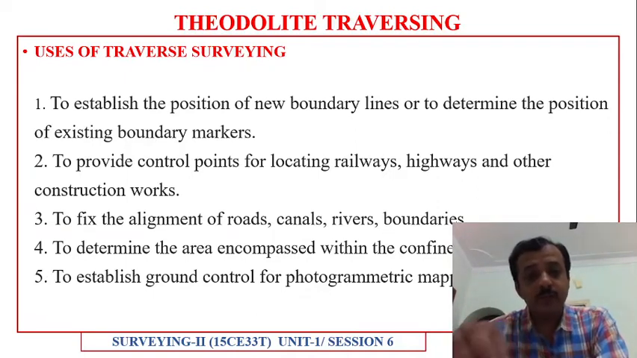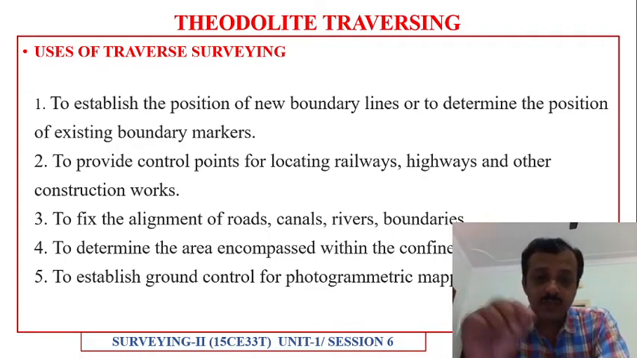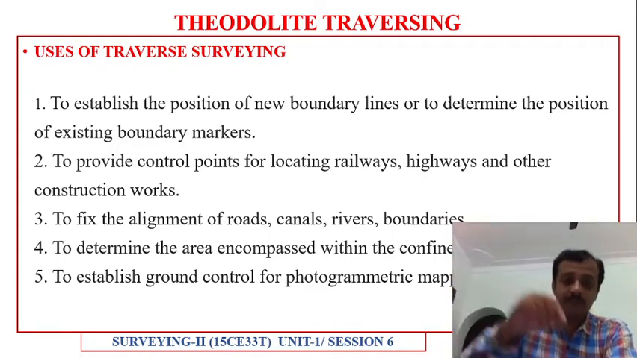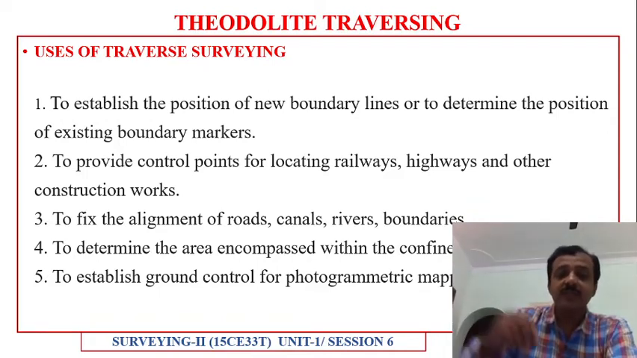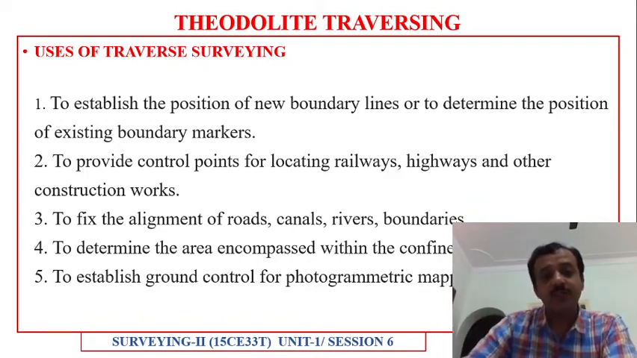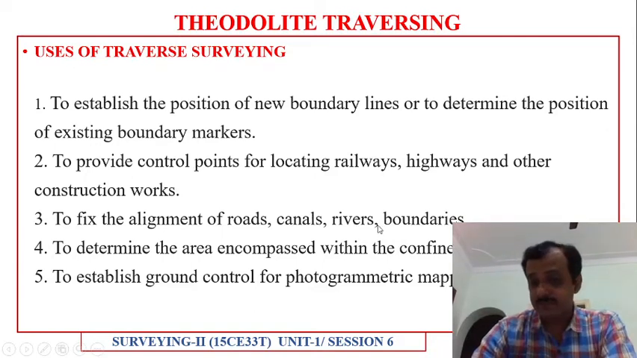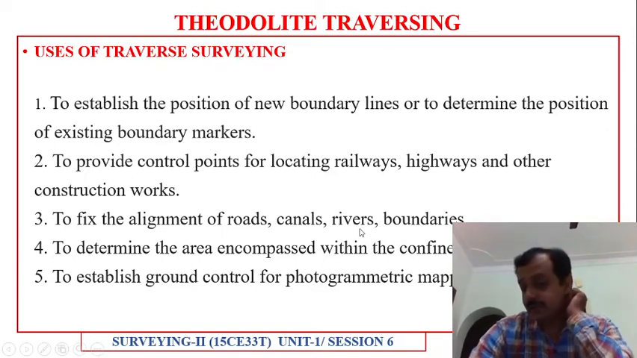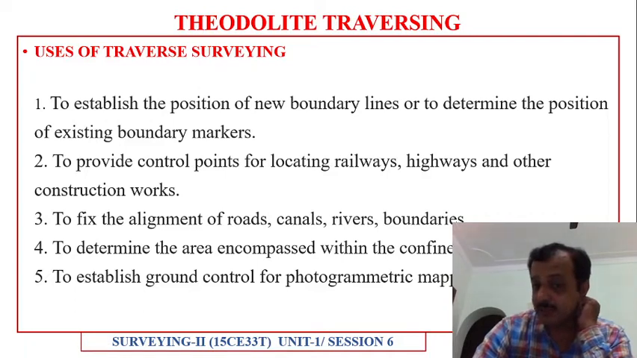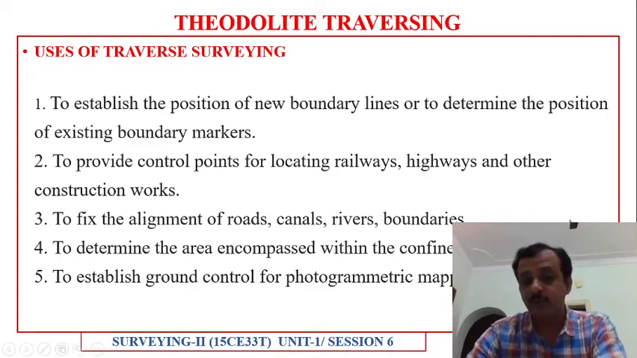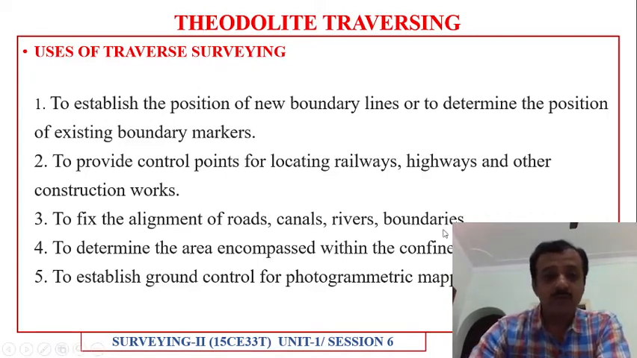Sometimes it is used to provide control points for locating railways, highways or other construction works, and to fix the alignment of roads. Suppose you want to construct a road, to fix in which direction the road has to be constructed, in which direction the canal has to be constructed, rivers. If I want to do a survey of existing river bodies, a river bank survey, or fix the boundaries, in such cases traversing surveys are going to help.